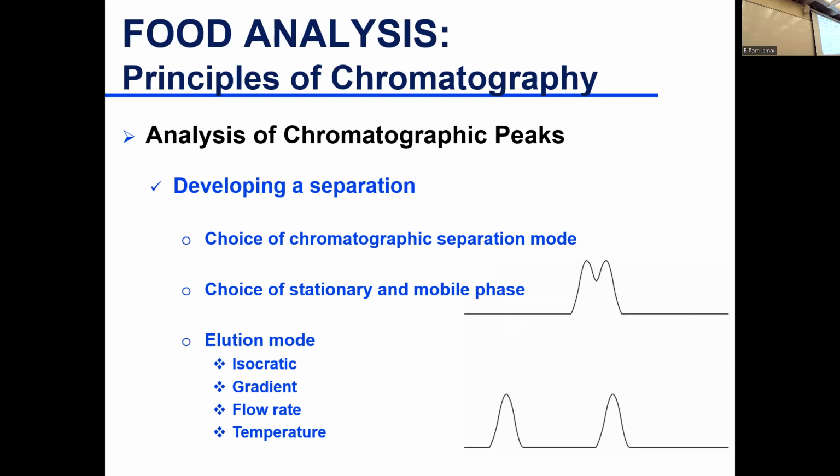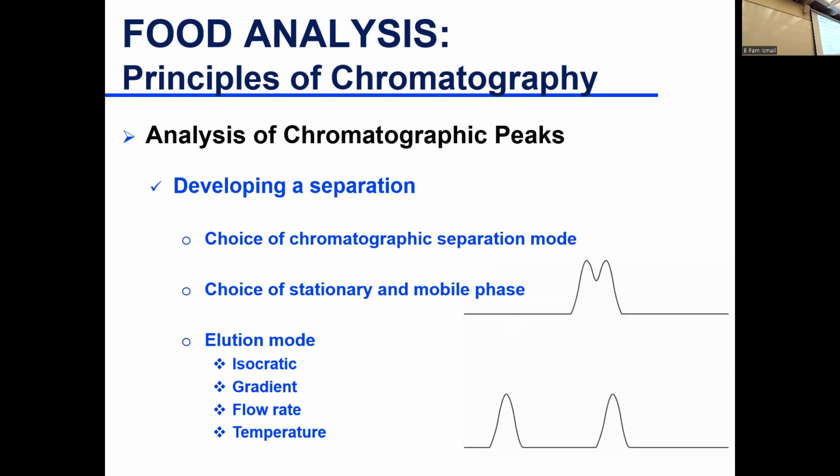Sometimes you start with isocratic and see how long my run is and how much separation I get, and this comes out at 30 minutes and this second peak comes out at 60 minutes. Oh dear, that's just a lot of time in between and I'm sitting doing nothing. I increase the strength of the mobile phase so this peak will come out sooner and I still get separation. Flow rate, temperature, these are very important.